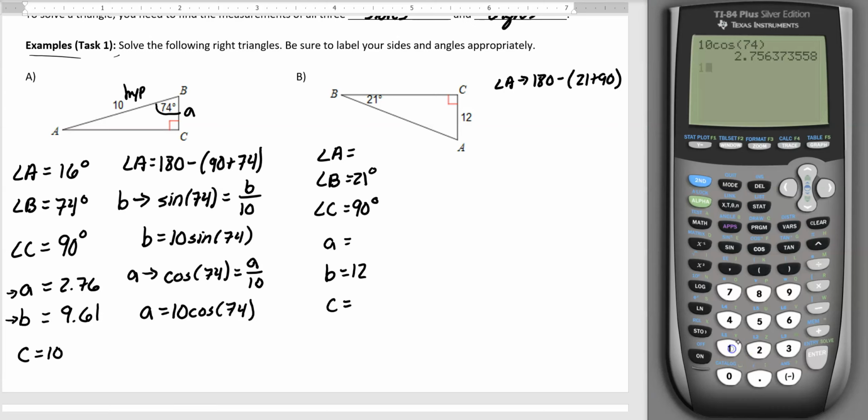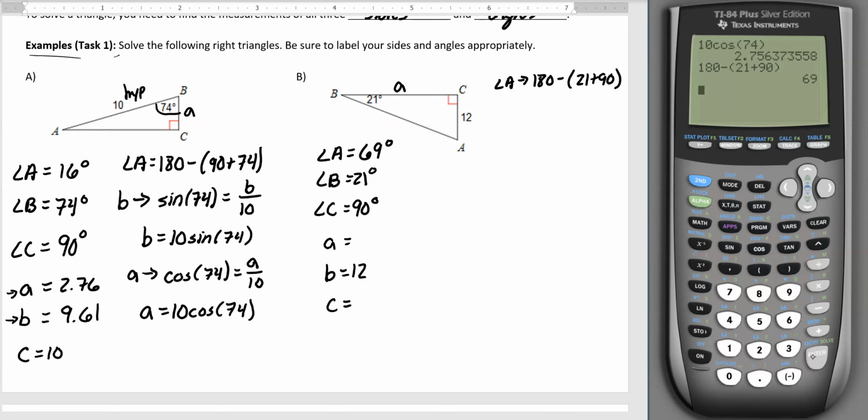So in my calculator, I'll do 180 minus parentheses 21 plus 90. And when I do that, I get 69 degrees. Nice. Okay. So now that I have my angle A, let's go ahead and work on side A. So side A would be this side here.